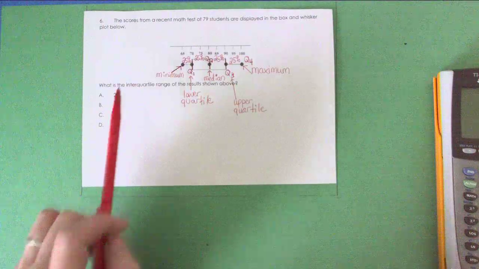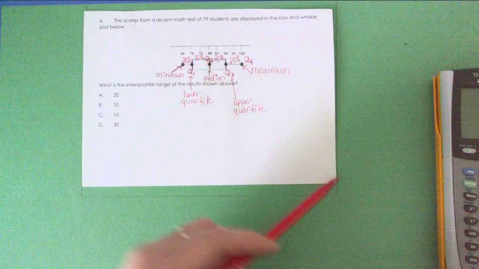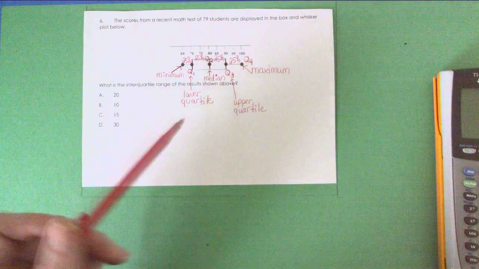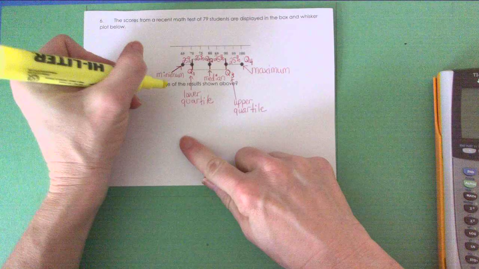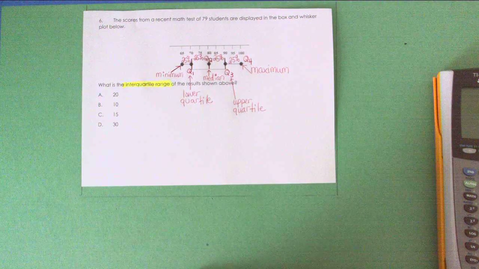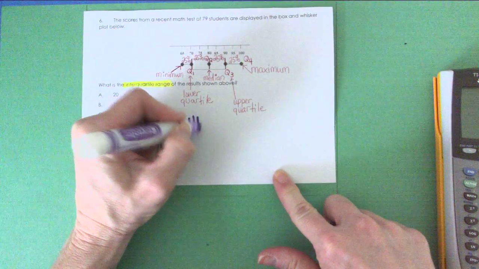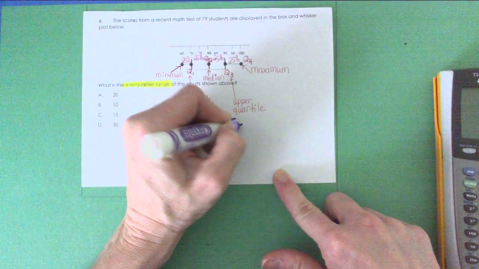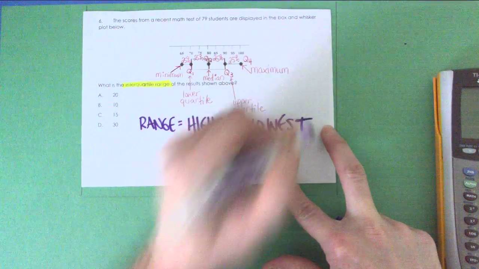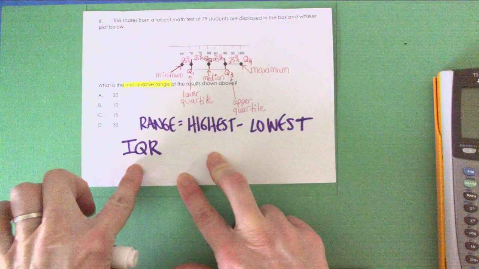Now, the question said that the scores from a recent math test of 79 students are displayed in this box and whisker plot. What is the interquartile range? So the interquartile range is a simple formula. Regular range, okay, if that word interquartile was not there, regular range is highest minus lowest. But we don't want that. We want interquartile range, which is sometimes abbreviated IQR.